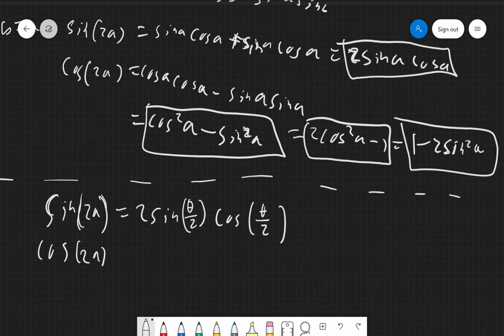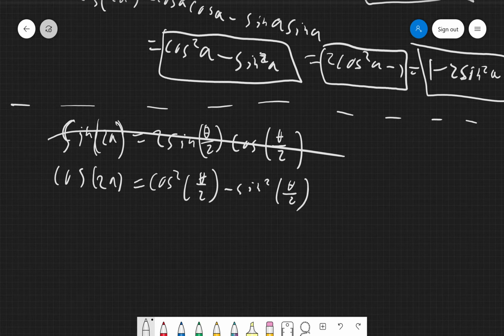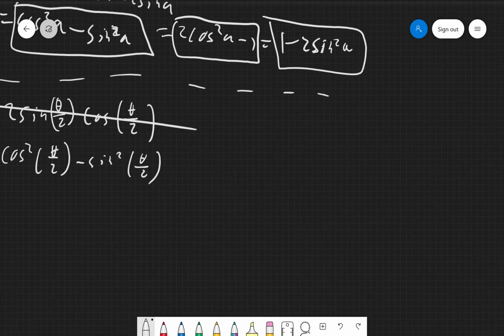This doesn't really get us anywhere, so we can't really use this. What we can do is put that into this. Maybe we'll get somewhere with this. So we do cosine squared of theta over 2 minus sine squared of theta over 2. If we're looking for one of them, we're not going to get anywhere, because there's going to be the other one just hanging around. So how can we get rid of the sines, or the cosines? Well, we can use one of these two, right?